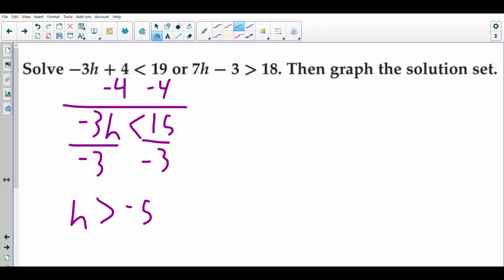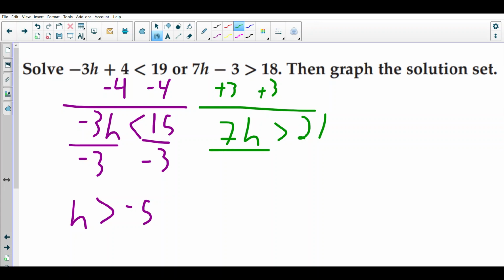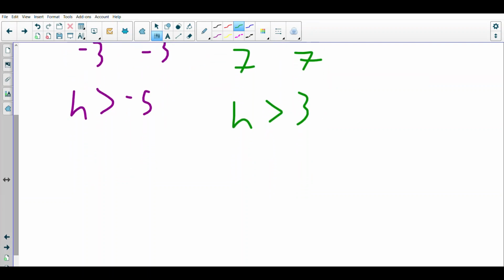Next one, 7h minus 3 is greater than 18. So I'm going to add 3. So I get 7h is greater than 21. Divide by 7, divide by 7, so I get h is greater than 3. Well, this one's kind of nice. So let's graph.